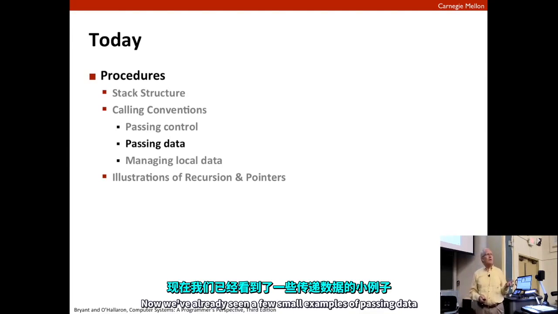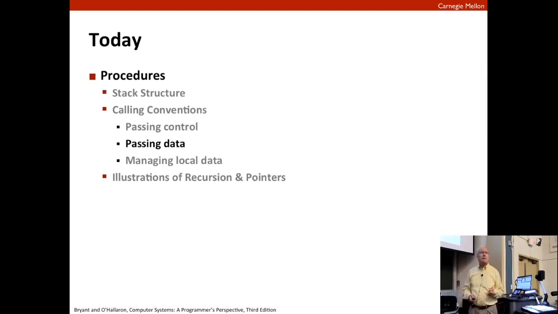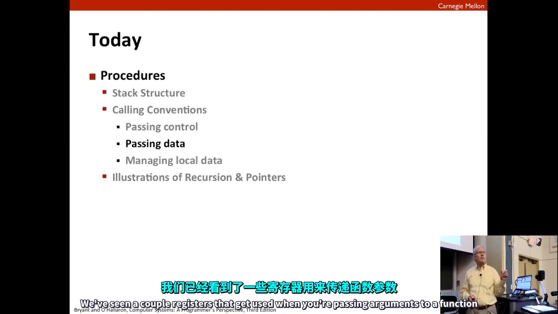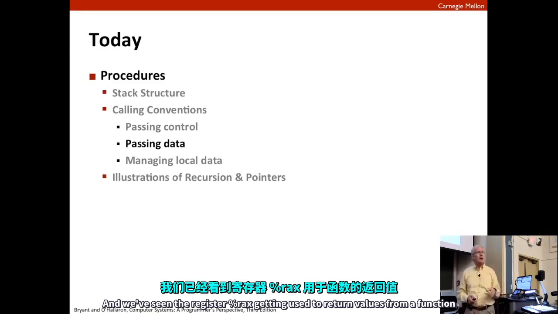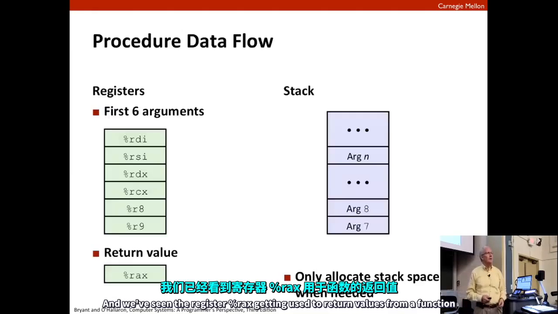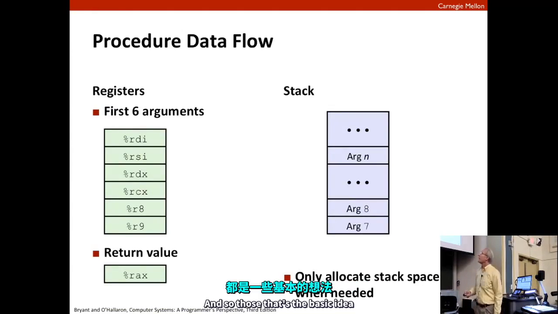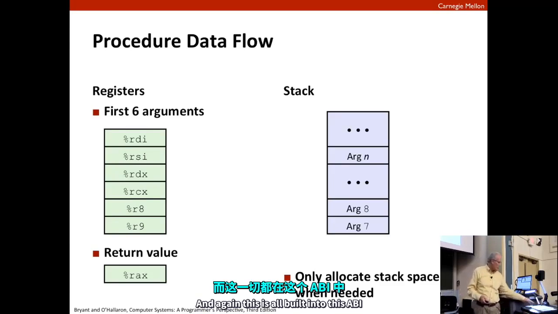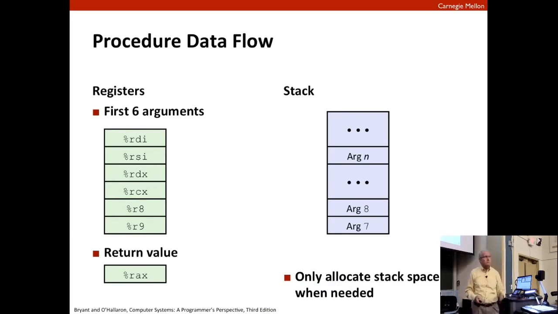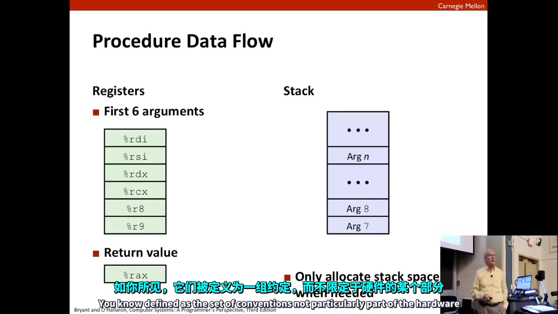Okay, so passing data. Now, we've already seen a few small examples of passing data. We've seen a couple registers that get used when you're passing arguments to a function. And we've seen the register RAX getting used to return values from a function. And so that's the basic idea. And again, this is all built into this ABI, defined as a set of conventions, not particularly a part of the hardware.